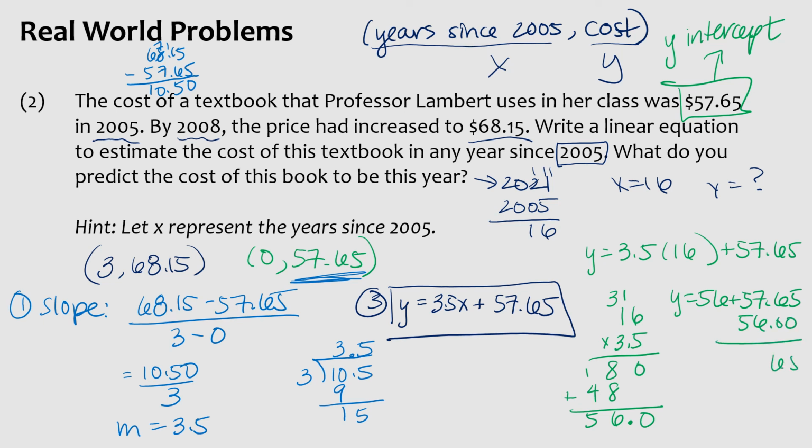That would be 65. 7 and 6 is 13. And 11. So that means that my y equals 113.65. So that means that the cost of the book is $113.65.